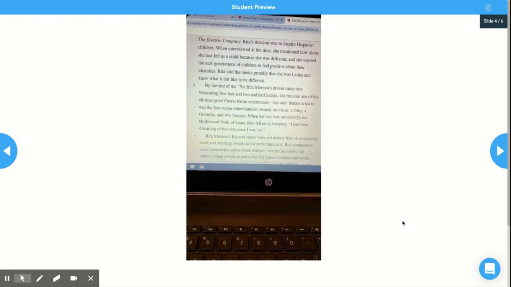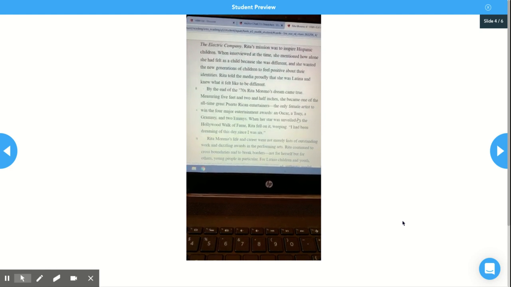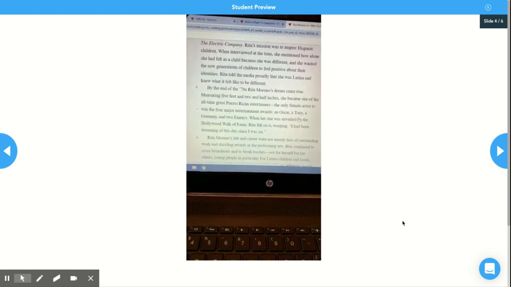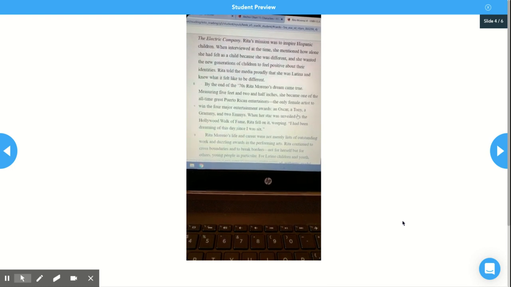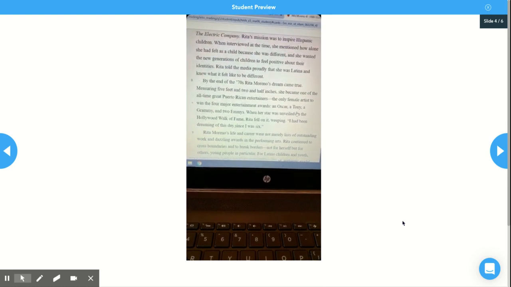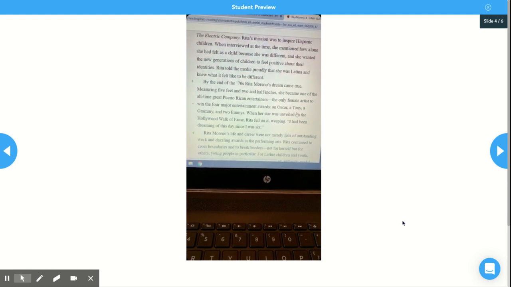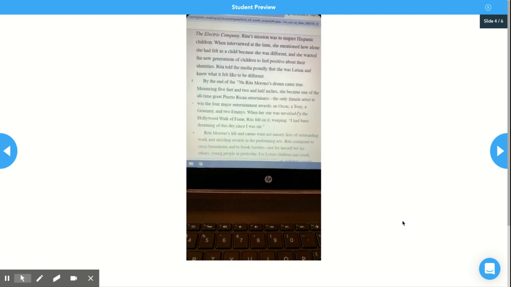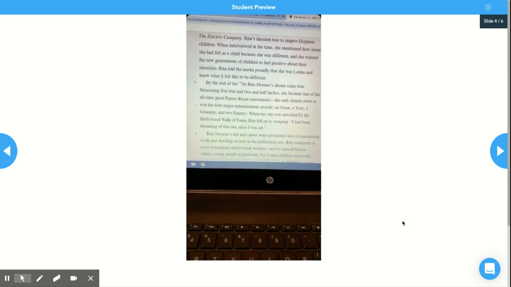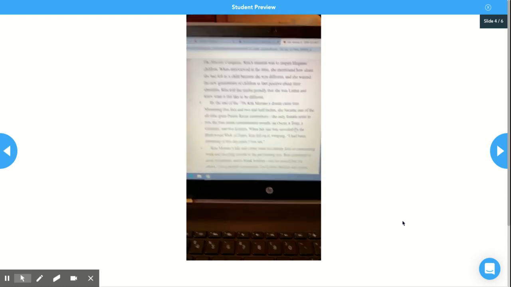Measuring 5 feet and 2.5 inches, she became one of the all time great Puerto Rican entertainers, the only female artist to win the 4 major entertainment awards: an Oscar, a Tony, a Grammy, and 2 Emmys. When her star was unveiled in the Hollywood Walk of Fame, Rita fell on it weeping. I had been dreaming of this day since I was 6.